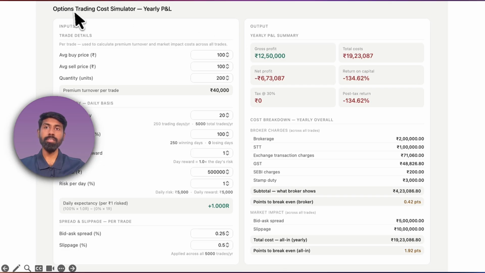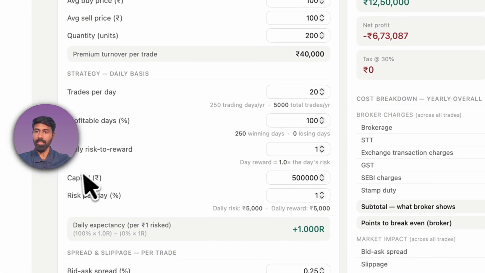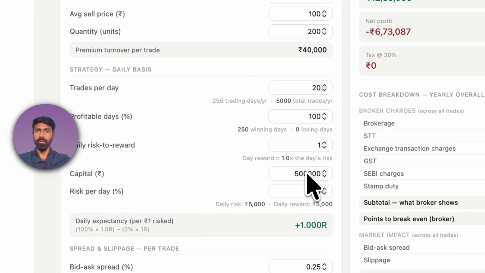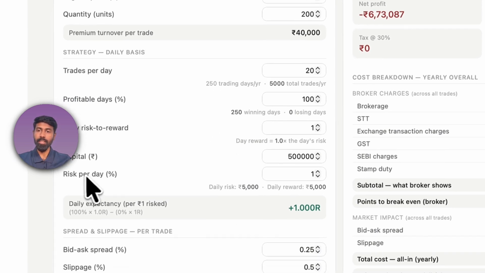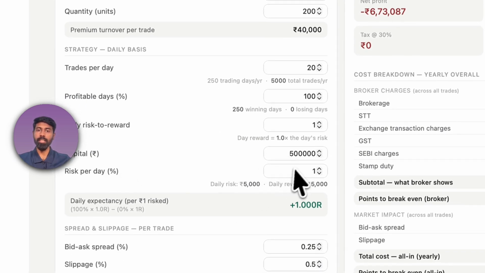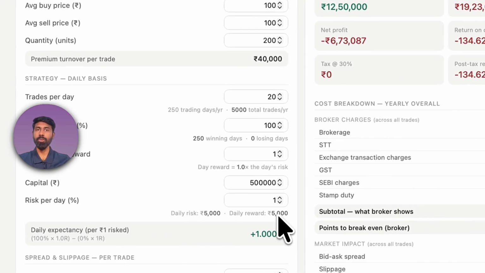Now here is the options trading cost simulator which is available on our website. Using this, you can understand the effect of slippage with respect to your strategies. Let's say you have a capital of 5 lakhs, very good capital for trading. Profitable days 100%. Let's assume that you are profitable on all days, so 250 winning days in a year. And the risk that you take per day is 5,000, that is 1% of 5 lakh. Risk to reward is 1 is to 1. So on winning days, you're going to make 5,000 and all are winning days only.